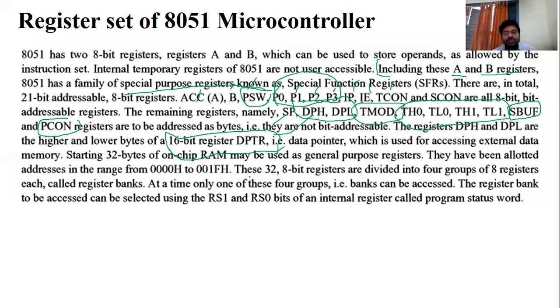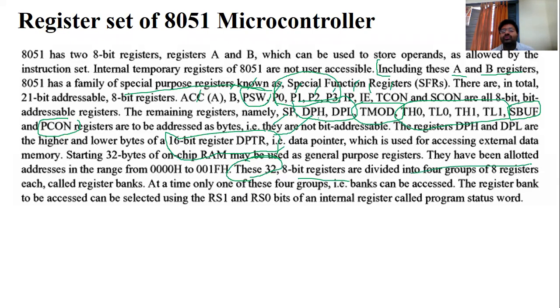So these are 32 8-bit registers. How many registers are there in total? As I said, 32 registers of 8 bits. Some are 16-bit registers also, and the 16-bit registers are divided into 8 bits. That's why the count is 32. DPTR is a 16-bit register, and the timer counter register is a 16-bit register. So the 16-bit registers are divided into 8-bit registers, and that's why the total number of registers is 32. Remember.